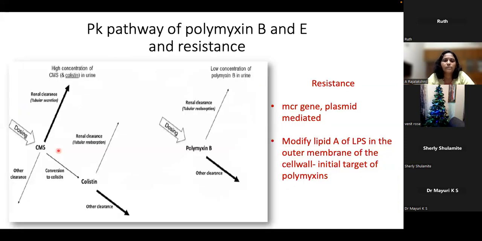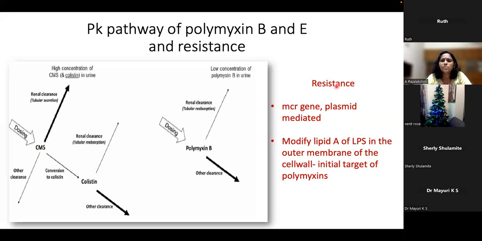Polymyxins are cidal. And there is a difference between polymyxin B and E. E is colistin, where the amount of colistin that you get after you give IV colistin is so unpredictable because of the metabolism, the renal clearance in the first phase, and conversion of inactive to active molecule is unpredictable. The amount of drug that is converted into active molecule is unpredictable. Whereas polymyxin B is an active drug, and however much you give will be in the circulation.